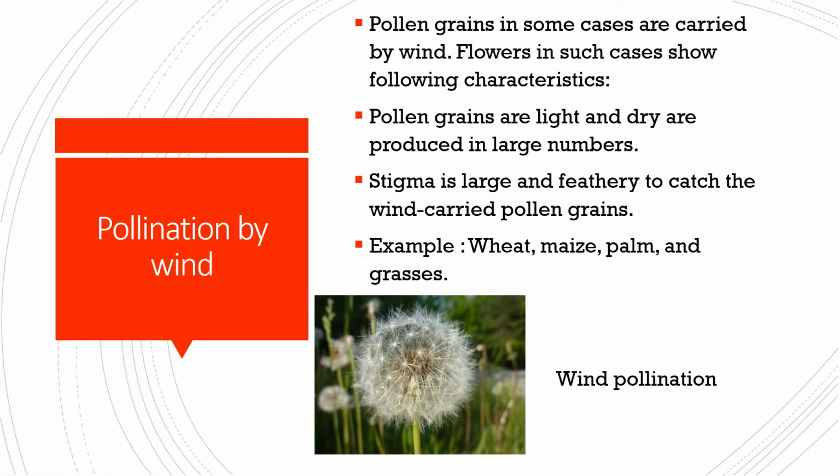Pollination by wind. Pollen grains in some cases are carried by wind. Flowers in such cases show the following characteristics. Pollen grains are light and dry and are produced in large numbers. Stigma is large and feathery to catch the wind carrying pollen grains. Examples: wheat, maize, palm, and grasses.